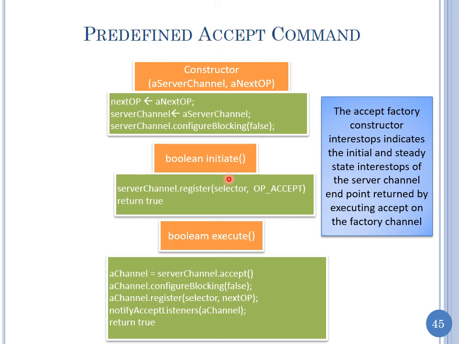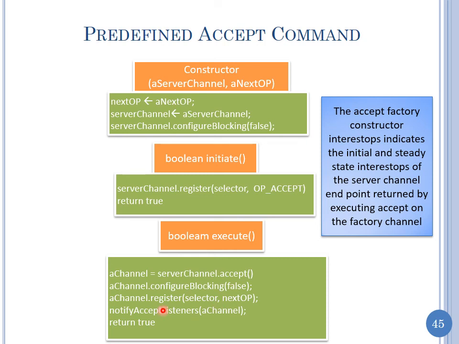And what does execute do? So execute is called after the select call unblocks and this particular operation on this channel is enabled. So these three conditions have to be met. So it says, okay, I know accept call will succeed at this point. So let me call accept. And when I call accept, I get a new channel endpoint. So I'm going to force it to be not blocking. And this next op that I stored, I'm going to make that the initial op for this channel.